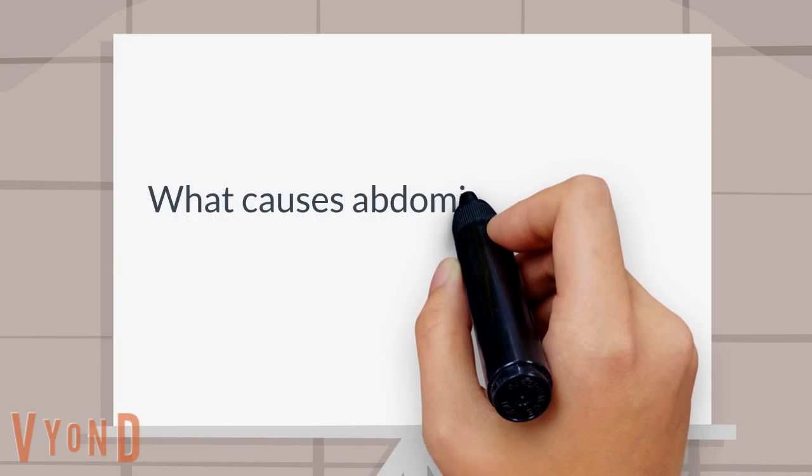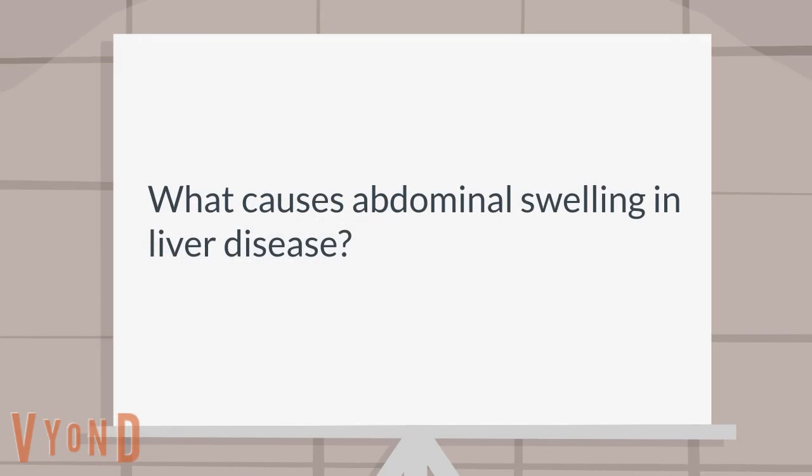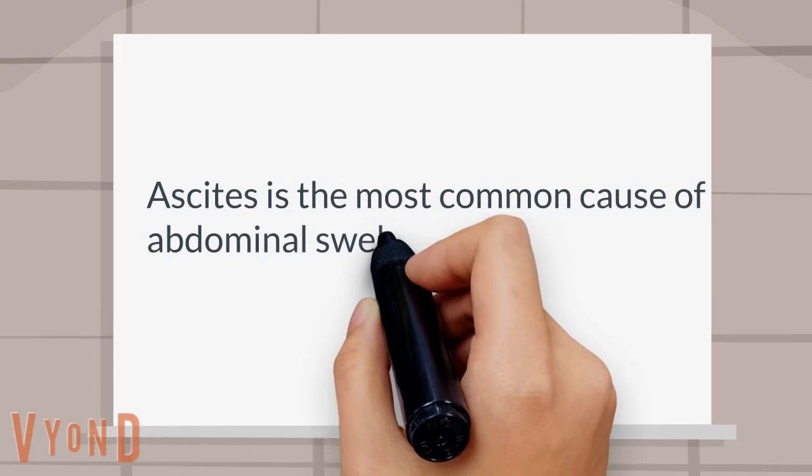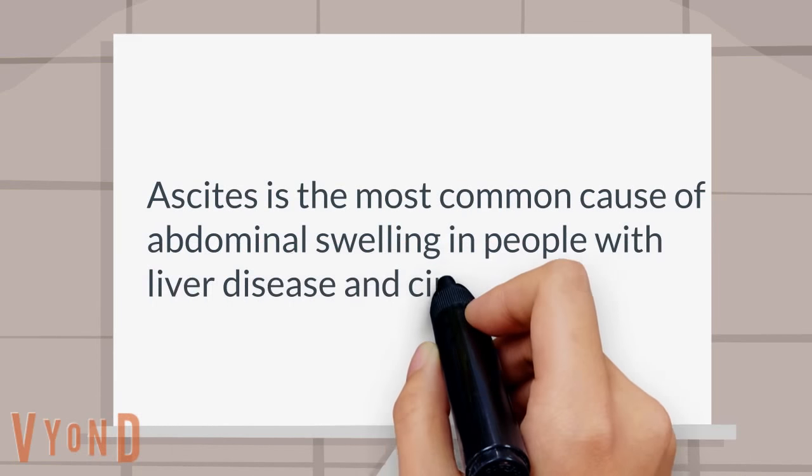What causes abdominal swelling in liver disease? Ascites is the most common cause of abdominal swelling in people with liver disease and cirrhosis.